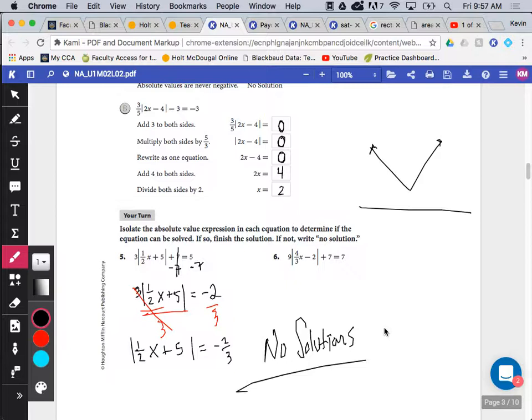Okay? The only other possibility, though, is what if this was a negative 3, class? Then I would have divided by a negative, and that would have made this positive, right? So that's why you've got to be careful. All right, so I would just say isolate the absolute value fully, and then check if it's negative. If it's negative, it's no solution. Got it? Okay.